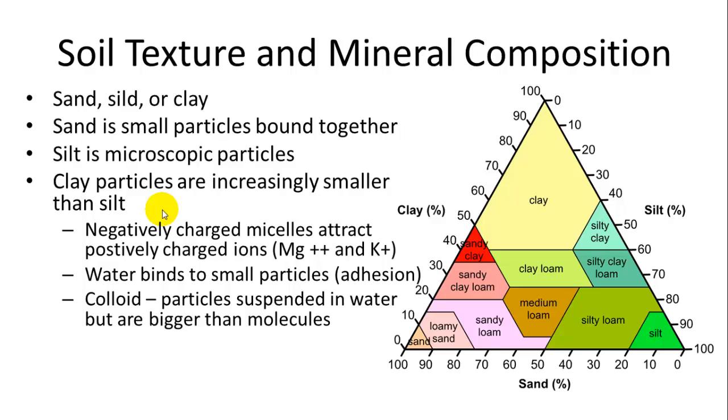Clay forms these negatively charged micelles, which attract positively charged ions, like magnesium and potassium. It also attracts water, and water will bind to these particles, which is a form of adhesion, and basically makes something similar to a solution, which is called a colloid, which is particles suspended in water, but those particles are bigger than molecules, so it's not a solution. And the properties of water, of cohesion, are so strong that it can prevent evaporation and it can prevent the water from percolating through the soil.